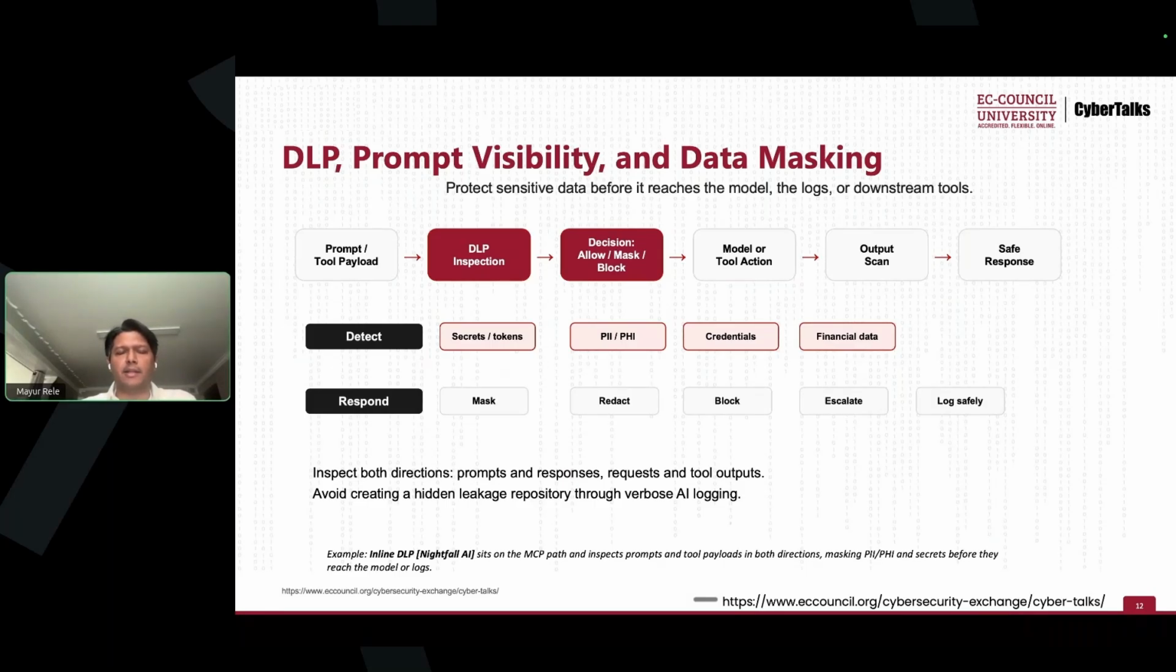AI Guard and DLP can do that inline as well, because they are installed as an agent and they can look for data in transit and data at rest.